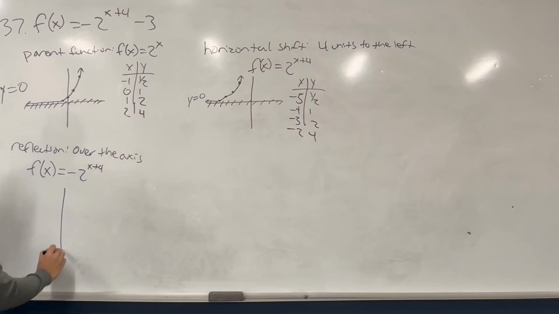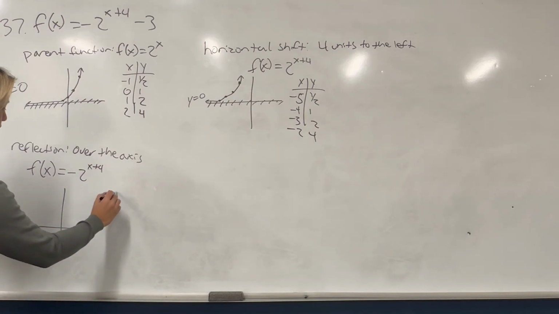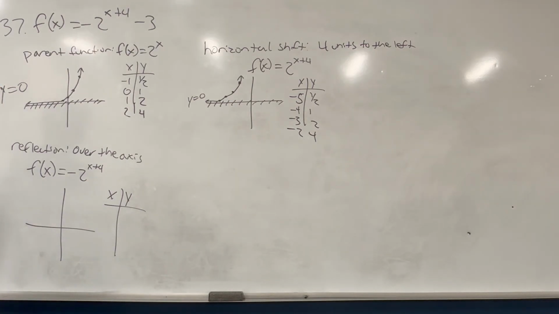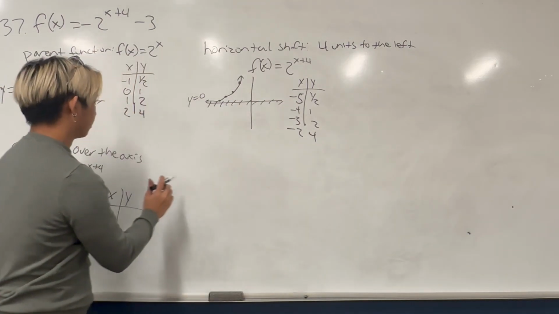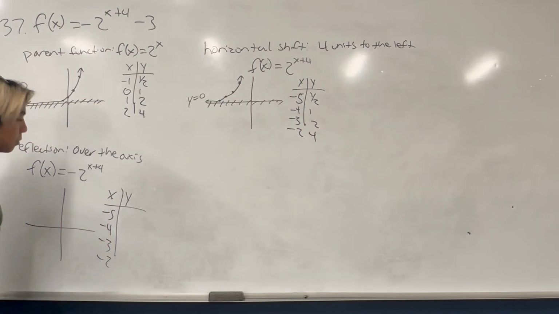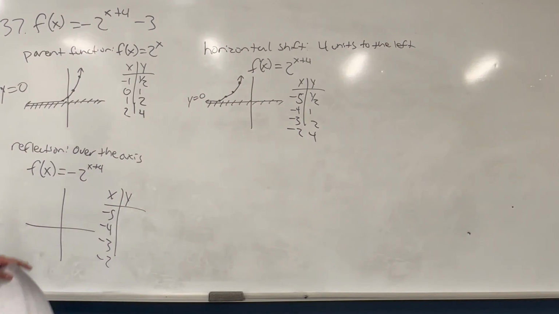Okay. And then again, graph it out. So our x, y values, what can we do, right? So I'm going to take the same x values we took here. So negative 5, negative 4, negative 3, negative 2. And then what changes in the graph? It's the y values, right?